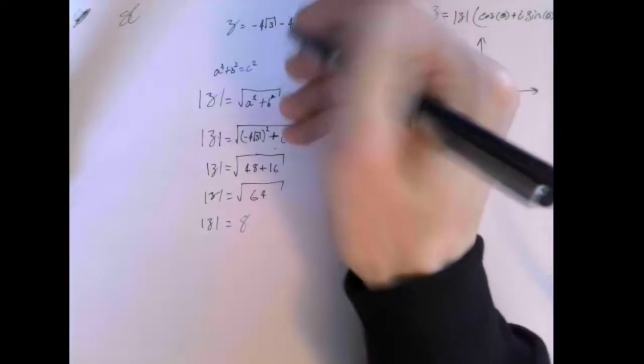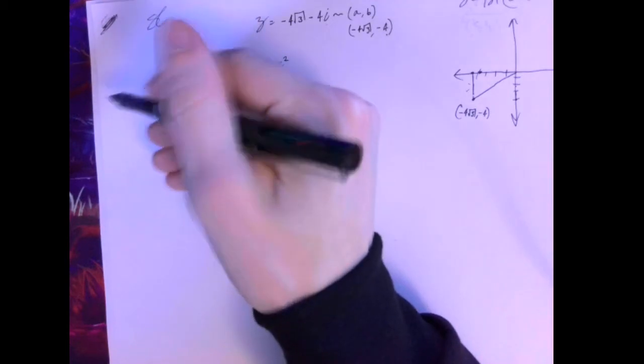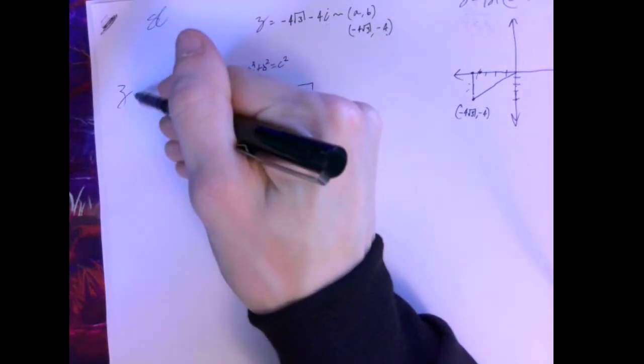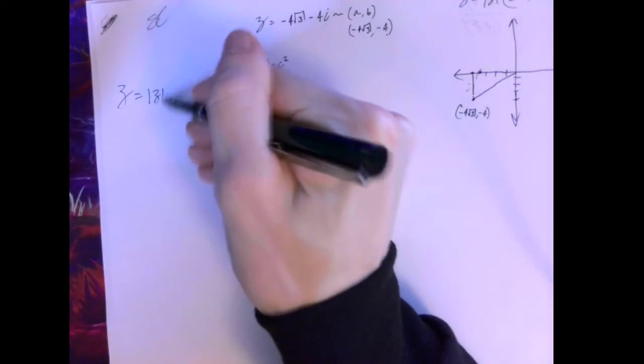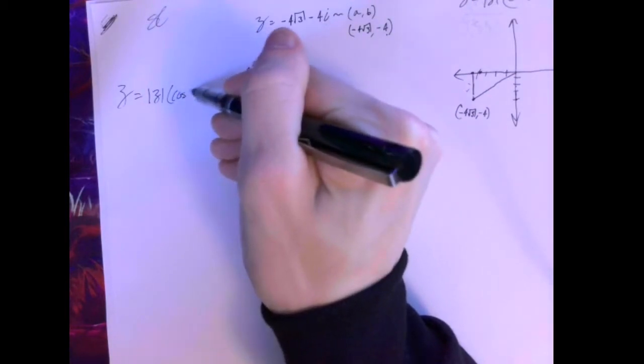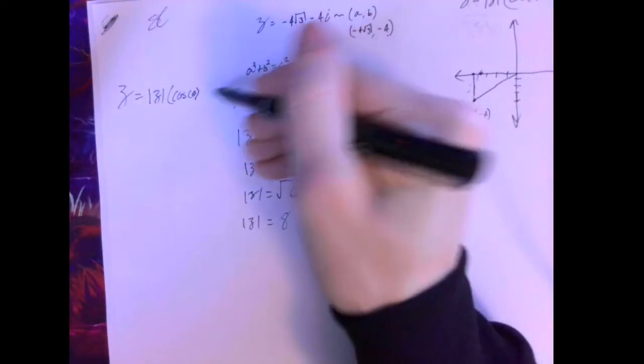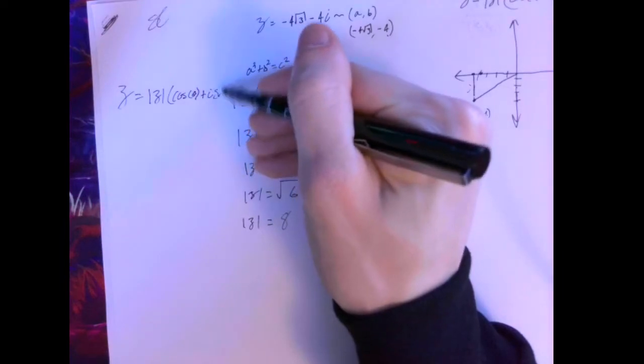That's the absolute value of z, the modulus. So we're trying to find this, right? So far, we'll put it over here. We have z equals absolute value of z cosine of theta plus i sine of theta.